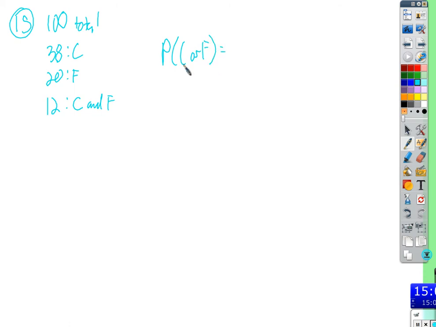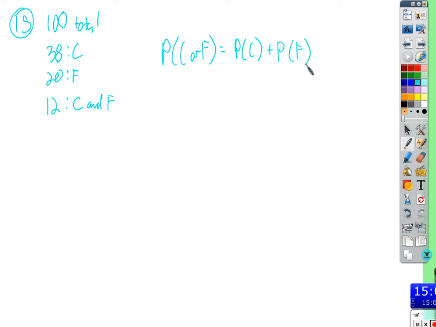So if we pick somebody who is taking calculus, we win. If we pick somebody who's taking French, we win. So we expand our probabilities, so we want to add them together, right? Expand the probability, grow it, make it bigger. So we're going to take the probability that somebody's in calculus plus the probability that somebody's in French.